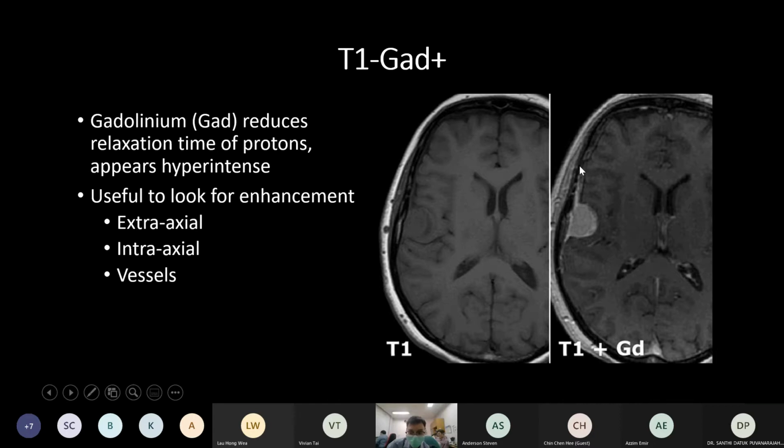As you can see here, this is very obvious because you can see a lesion here. Because it's enhanced with gadolinium, you will know that this is most likely extra-axial because it doesn't involve any cortical tissue. And there is some form of dural tail here. So most likely this is meningioma. Okay, just based on the gadolinium sequence, it can be very helpful for us to diagnose.